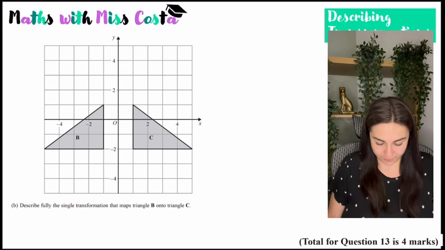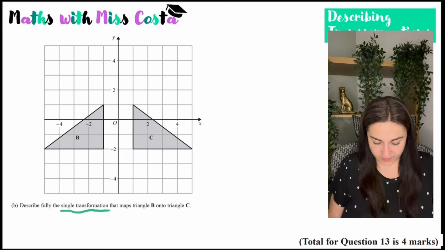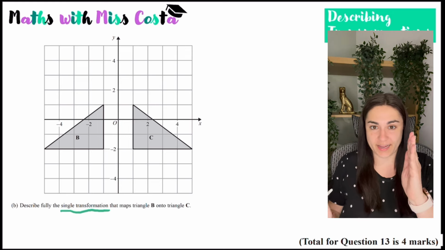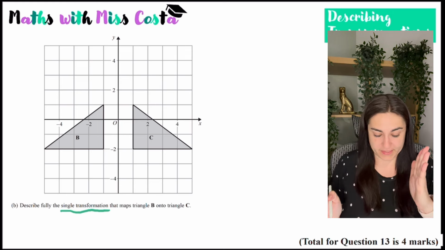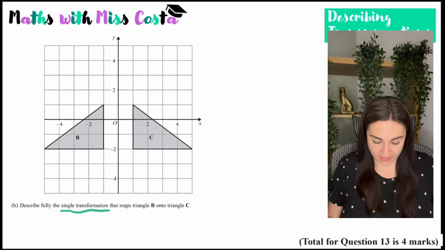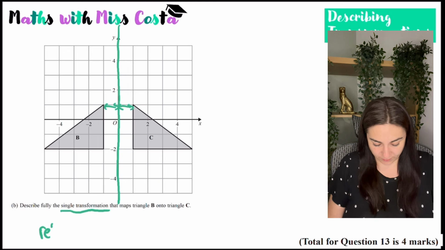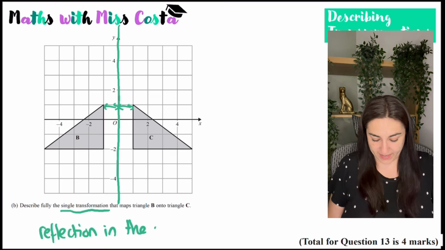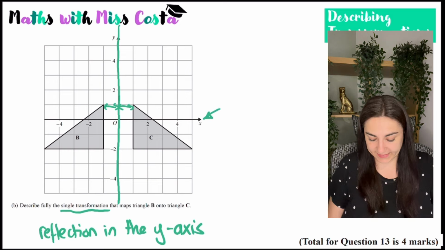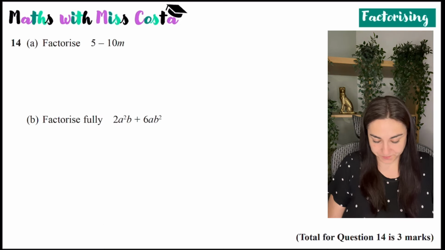Next, we need to describe fully the single transformation that maps triangle B onto triangle C. We can see it's like a reflection. If you put a mirror down the line, you can see it's a reflection. And we need to think, where is the line of reflection? Here, if I put the mirror there, each point is exactly the same distance. So I would say it's a reflection in the y-axis. This line here is the y-axis, this line here is the x-axis.